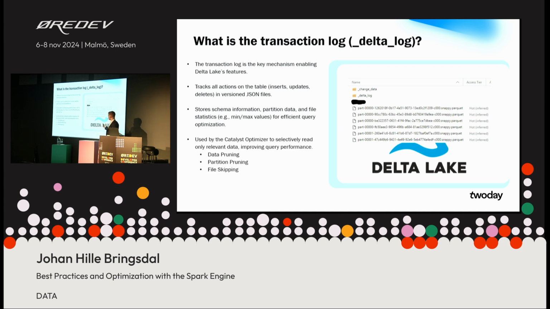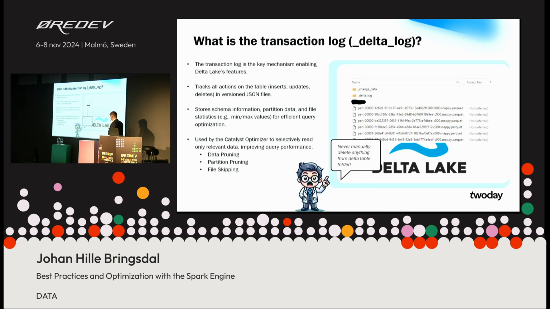This delta log folder is used by the Catalyst optimizer to selectively read only the relevant data, through the 4 examples we looked at before, which significantly improves your query performance whenever you're reading from the table. So data pruning, partition pruning, and file skipping.